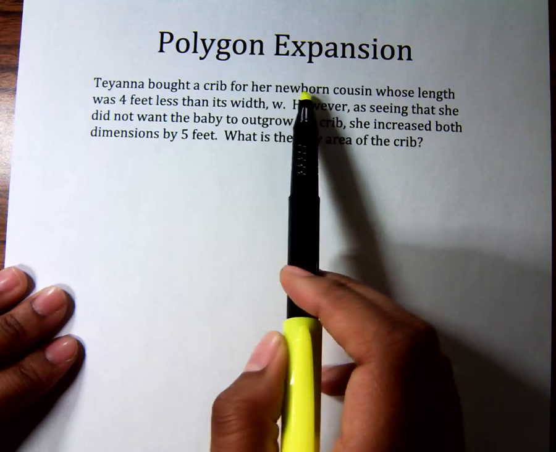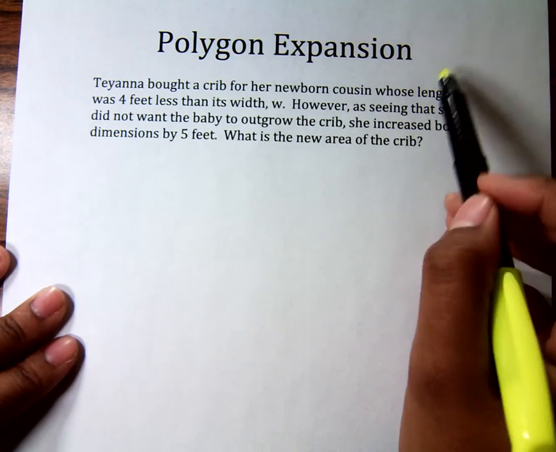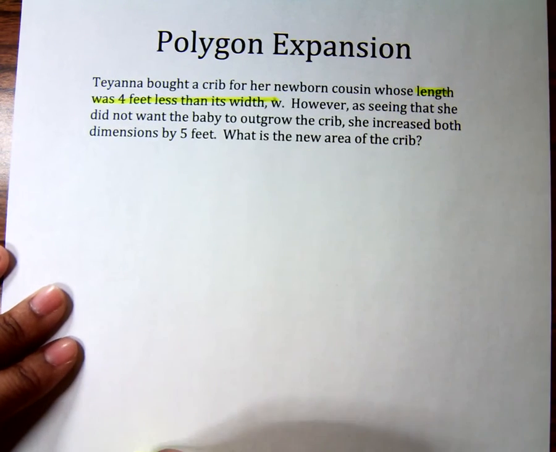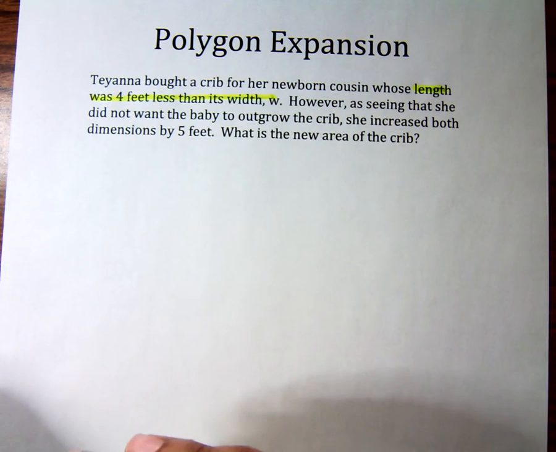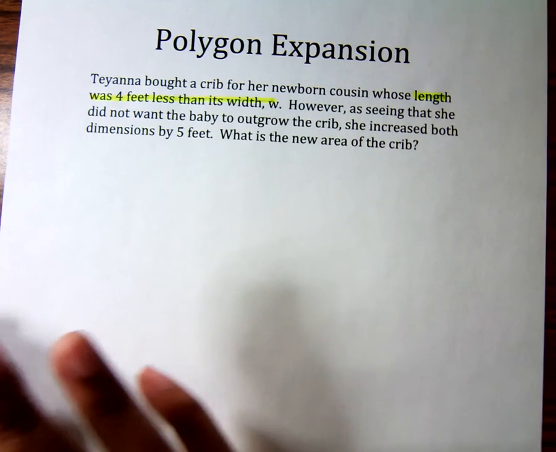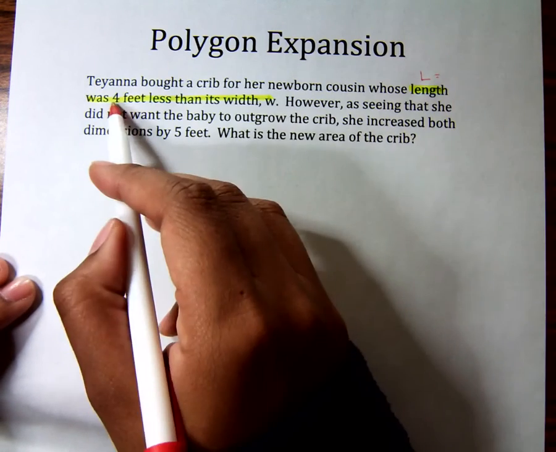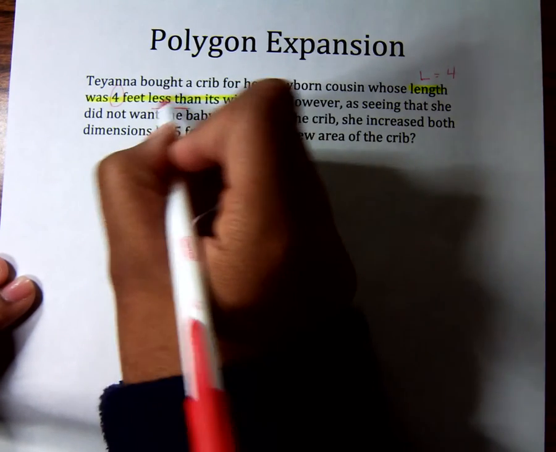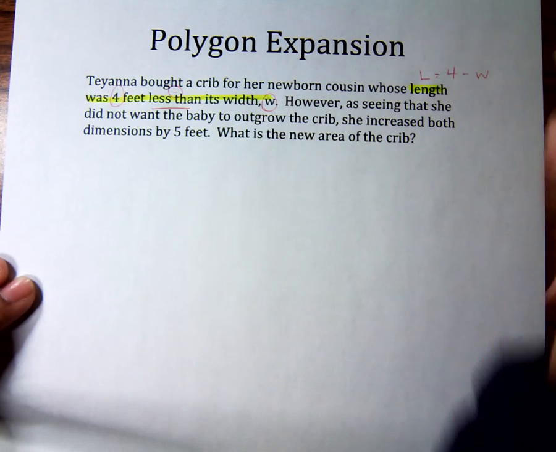Tiana bought a crib for her newborn cousin whose length was 4 feet less than its width. Here I go. I'm going to highlight this length. Okay. And I'm actually going to, before I move on any further, translate this from words to numbers and variables. So I know this is my length, and it says 4 feet. So I'm going to have 4 less than. Less than means subtract. So I'm going to write it like this, but I'm going to put my W.